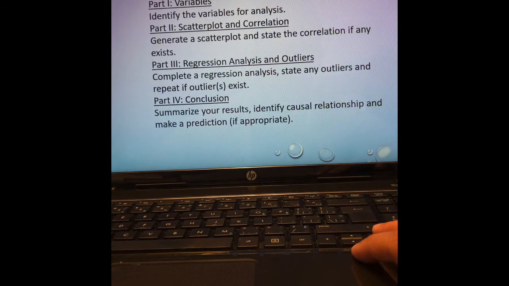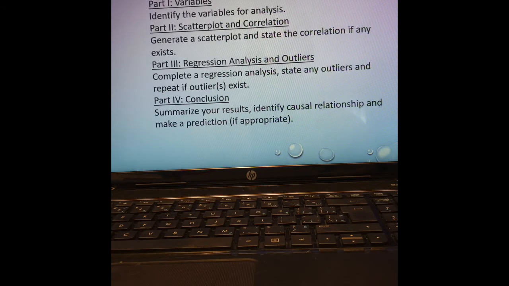Summarize your results, identify causal relationships or what type of relationship there is, and make predictions if appropriate. So if you have a reasonably strong model with a reasonably strong R-squared value, you would make a prediction. So you're going to sub in a value into your equation and get an output. So that's where you're practicing subbing in X and getting a Y. And if you wanted to, you could sub in a Y and solve for an X. That's fine too. It's actually good.